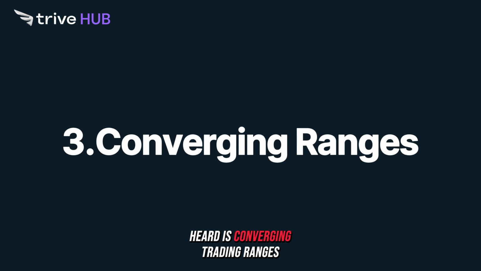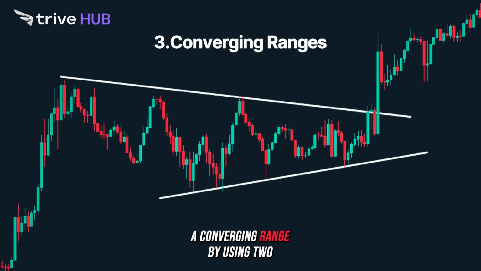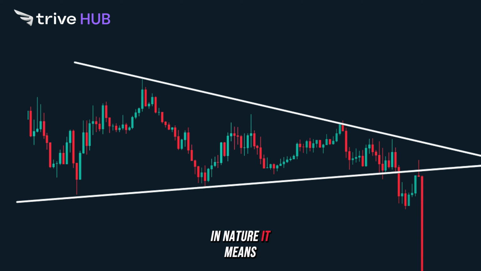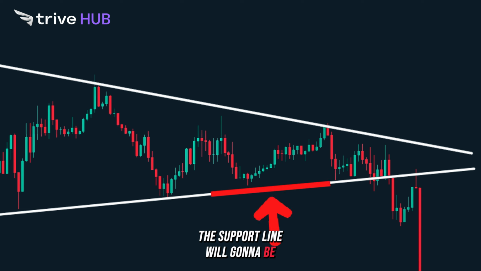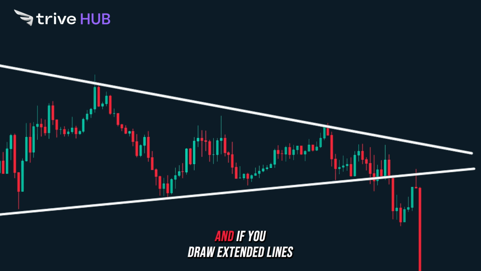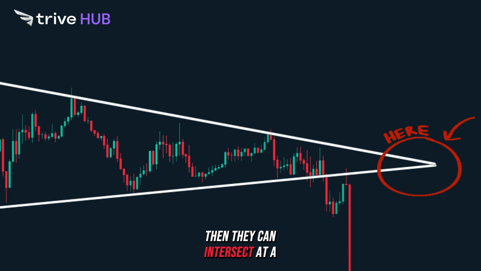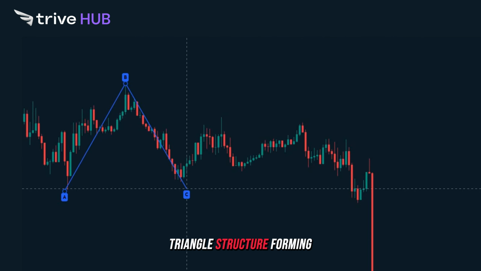Third is converging trading ranges. You can identify a converging range by using two trend lines, and both of the trend lines are converging in nature. It means that the resistance line will slope to the downside and the support line will slope to the upside. If you draw extended lines, they can intersect at a point which is called the apex. So they might look like a triangle structure forming.